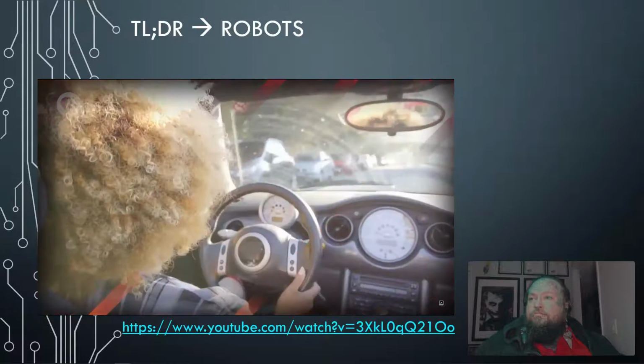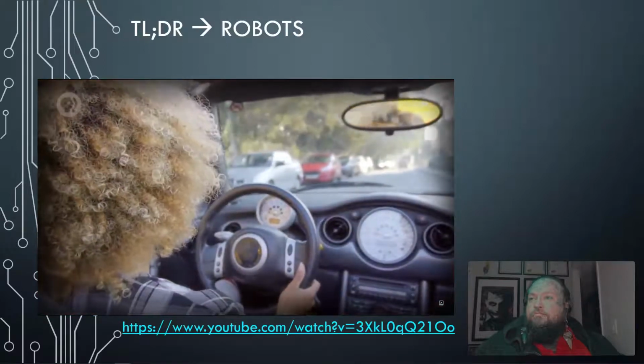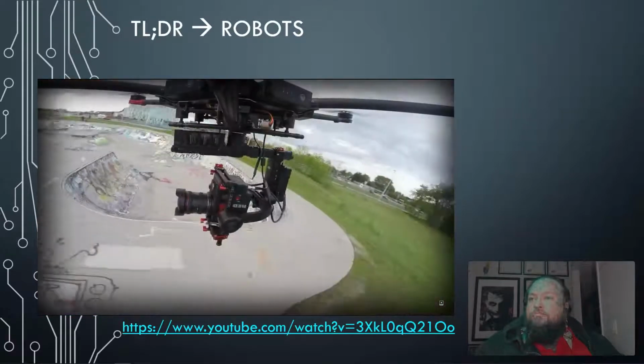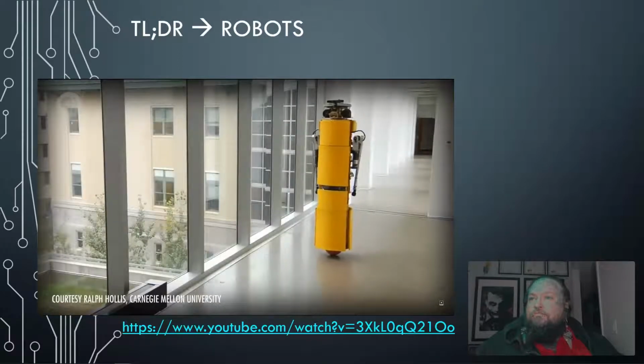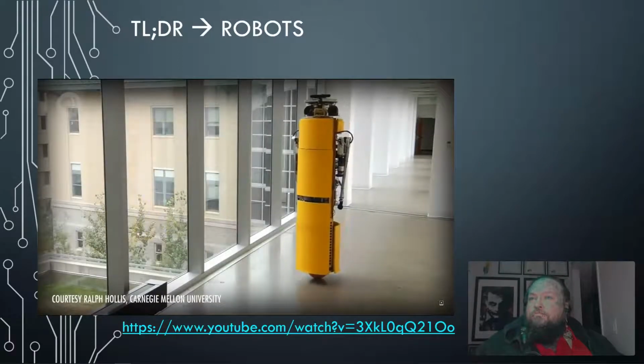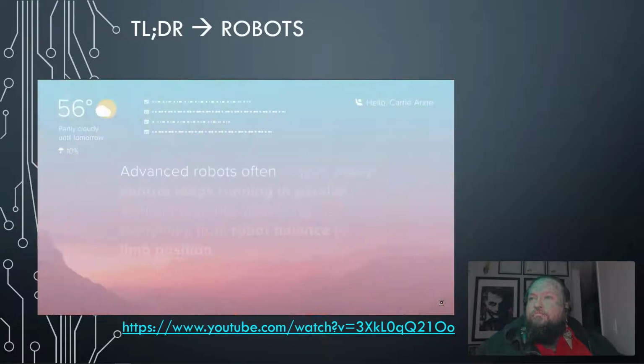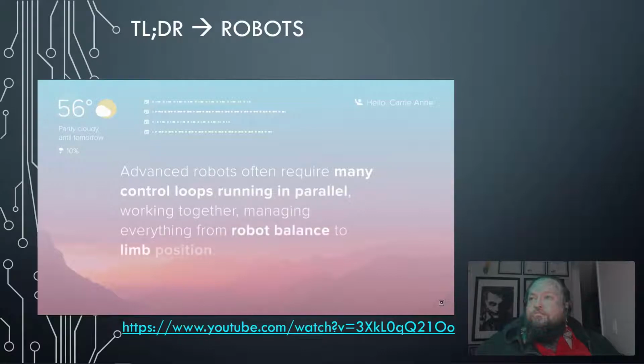PID controllers are everywhere, from cruise control in your car to drones that automatically adjust their rotor speeds to maintain level flight, as well as more exotic robots like this one that balances on a ball to move around. Advanced robots often require many control loops running in parallel, working together, managing everything from robot balance to limb position.